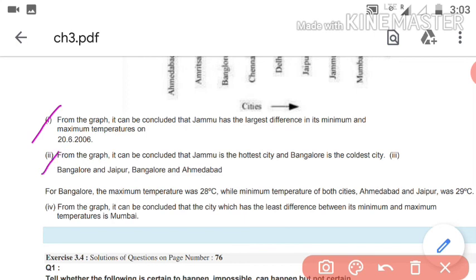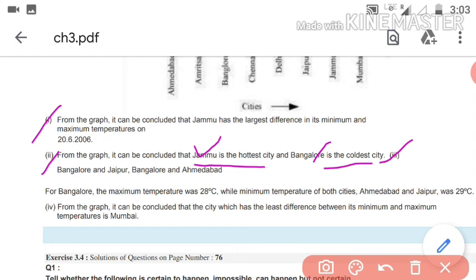Now next, answer 2. From the graph, it can be concluded that Jammu is the hottest city and Bengaluru is the coldest city. I showed you the graph earlier, isn't it? The highest was Jammu and the shortest is Bengaluru. That is why Jammu is the hottest city and the coldest is Bengaluru.